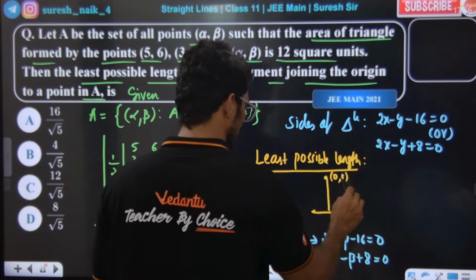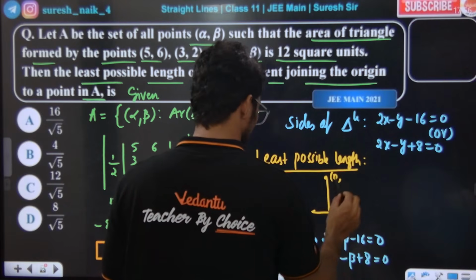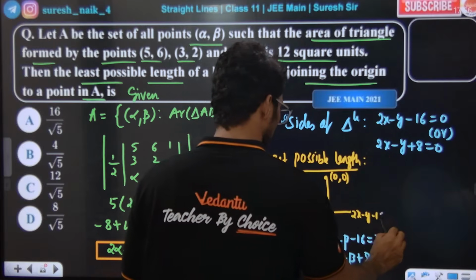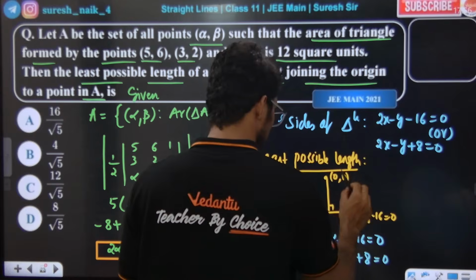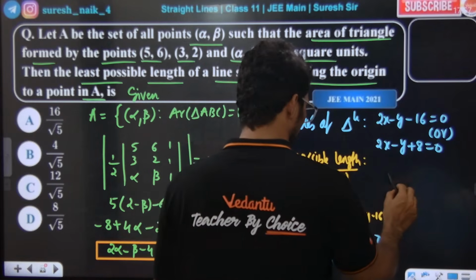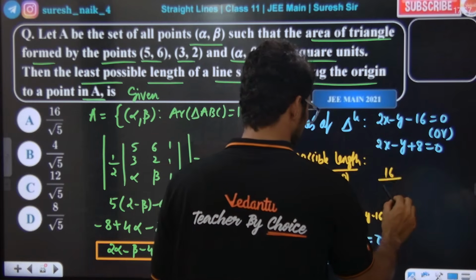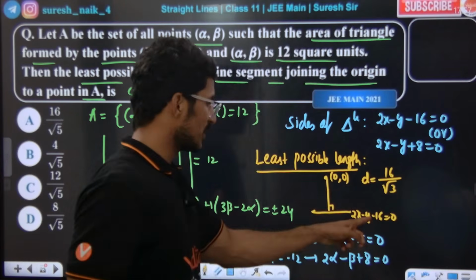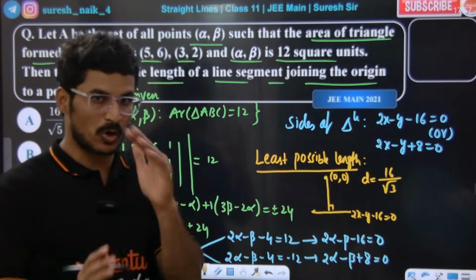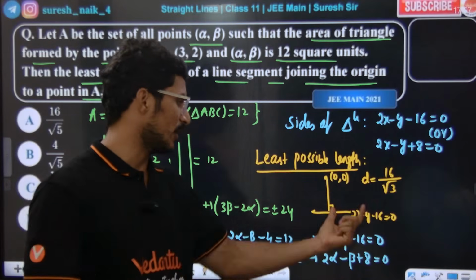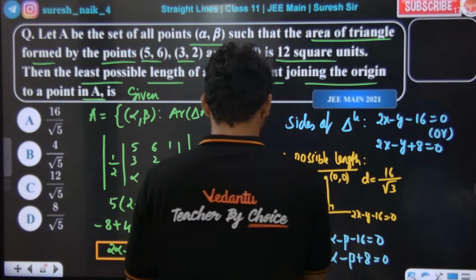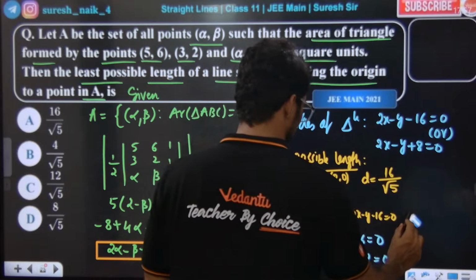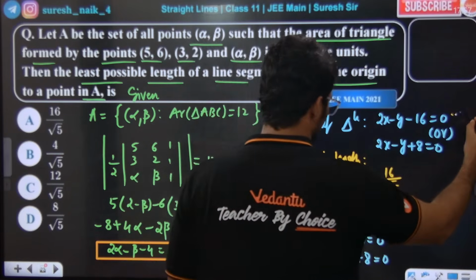Let us take this line. This is a perpendicular distance. Simplifying, 16 divided by square root of 5 is the distance. Substituting the origin, modulus of minus 16 comes out as plus 16 divided by root 5. So root 5, sorry, root 5. Okay, next.